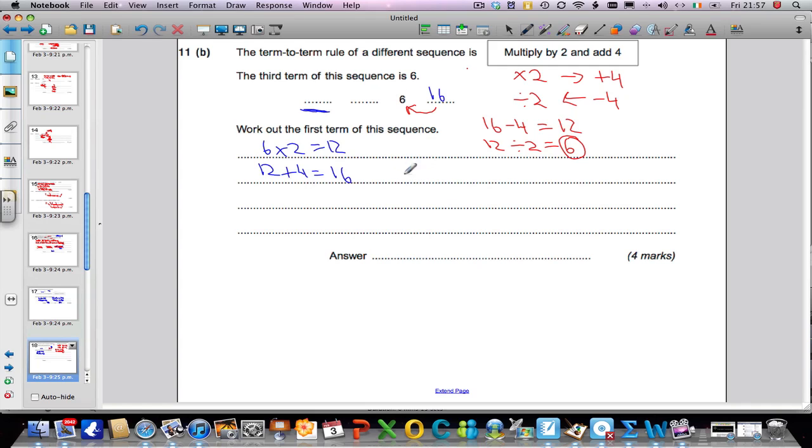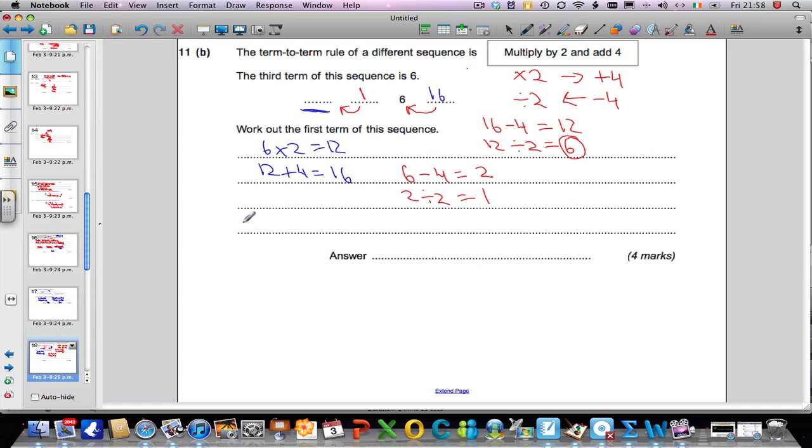So let's do that with the 6. 6 take away 4 equals 2, and 2 divided by 2 gives me 1. So that gives us that term. Well on our way now to getting the first term of the sequence.